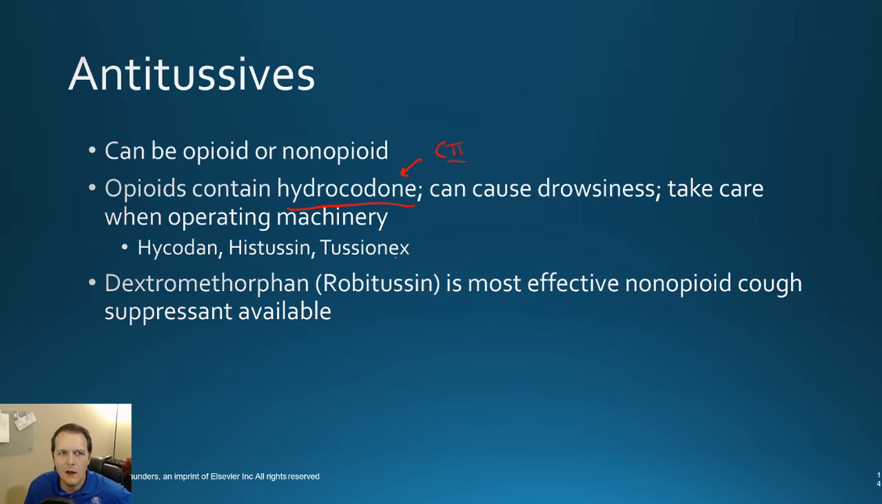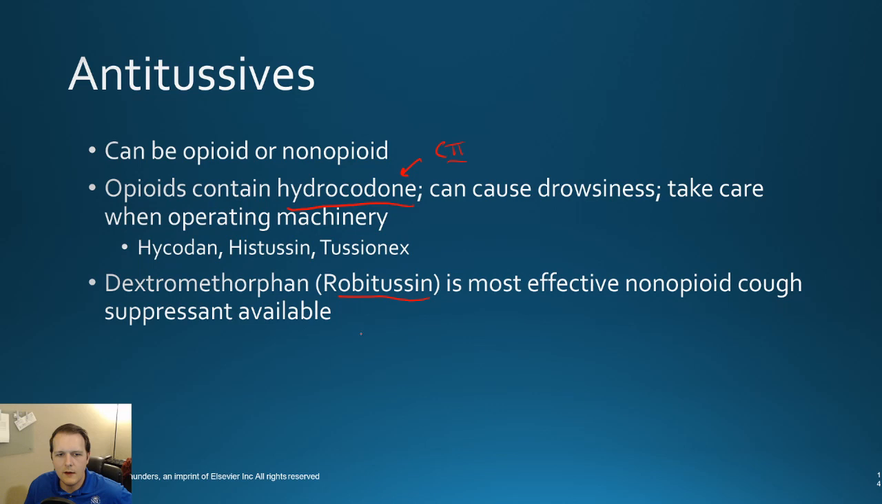And then the main non-opioid one we have there is called Robitussin, or dextromethorphan. And interestingly, dextromethorphan is actually a derivative of an opioid, but it doesn't cause any opioid effects in your patients there. And so this one's going to be seen over the counter quite frequently. So most of you have probably taken this at some point or another.